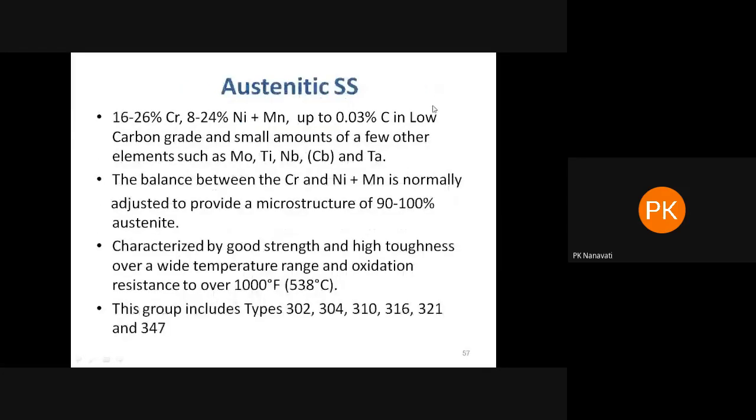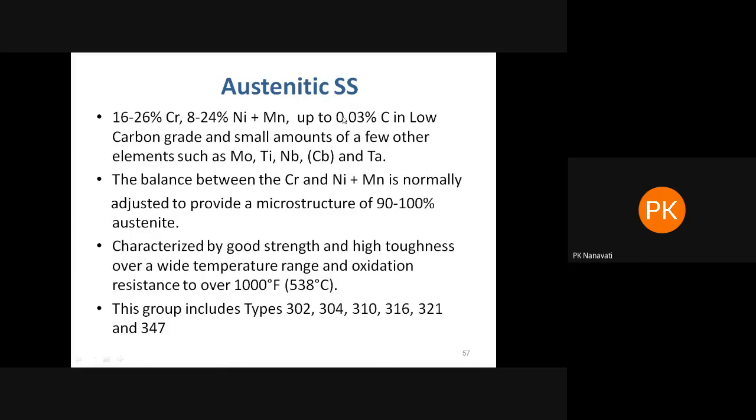Now, austenitic stainless steel generally has in its composition 16 to 26% of chromium, 8 to 12, 24% of nickel plus manganese, and up to 0.03 percent carbon in low carbon grade stainless steel. There are also other alloying elements like molybdenum, titanium, niobium or columbium, or tantalum. So there is a role of every alloying element. This nickel and manganese makes it an austenitic structure. This chromium, balanced chromium, will help it provide some corrosion resistance, right?